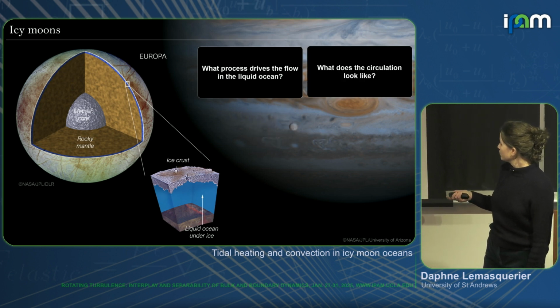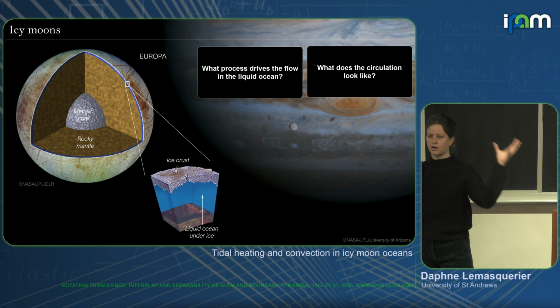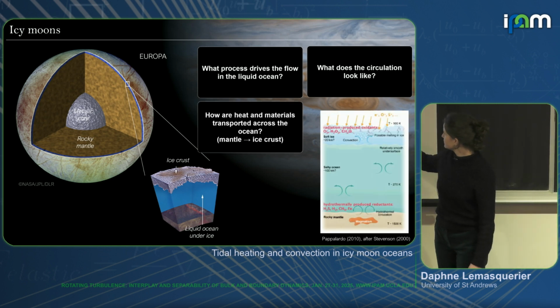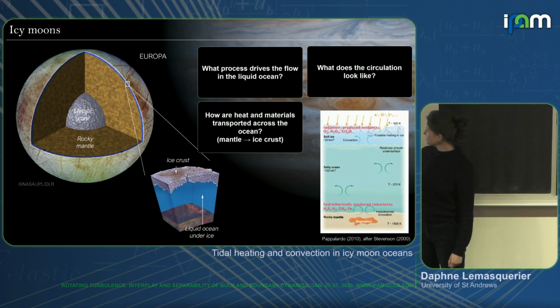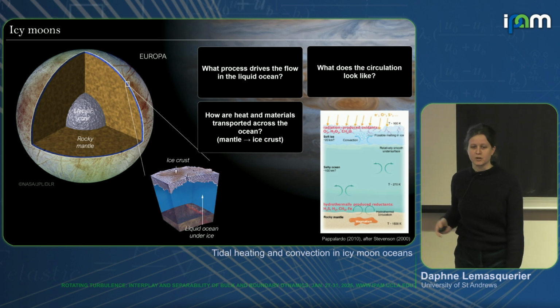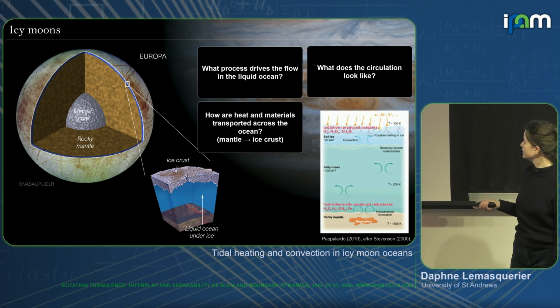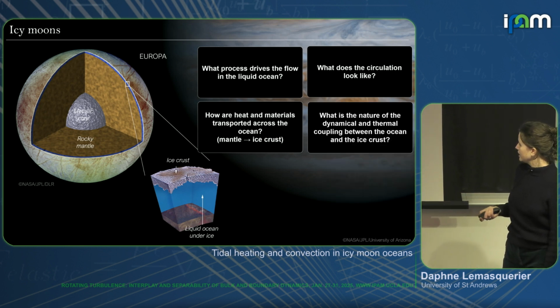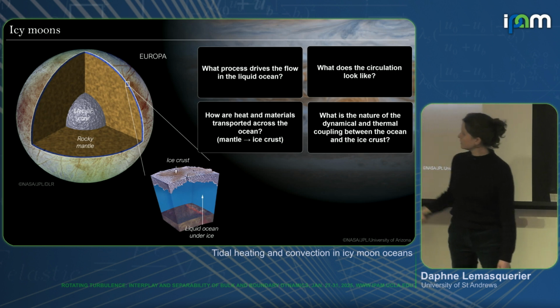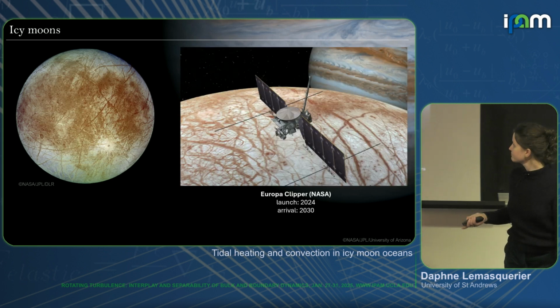Okay. What does the circulation look like? And in particular, how does it organize at large scale? How is this circulation able to transport heat and materials from the seafloor up to the ice-ocean boundary? And of course, this is particularly important for all questions related to habitability. And if there is any, what is the dynamical coupling between this ocean and the ice crust?